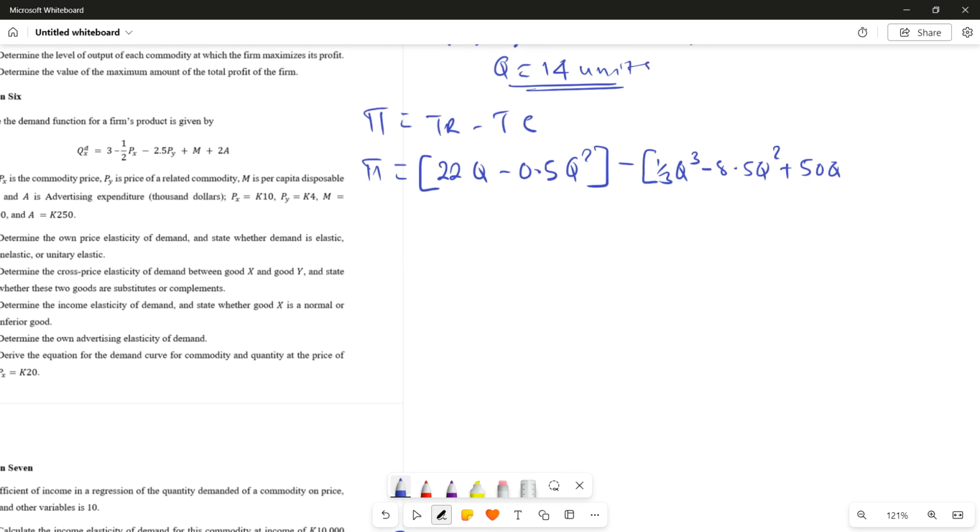Okay, so this one I won't solve. I'll just tell you what to do so that you can dedicate time to the other question. Since Q is 14, just substitute. Where there is Q, put 14. Where there is Q squared, put 14 and square it. Where there is Q to the third power, put 14 and raise it to the third power. Even here, put 14. Even there, put 14. Find the answer.